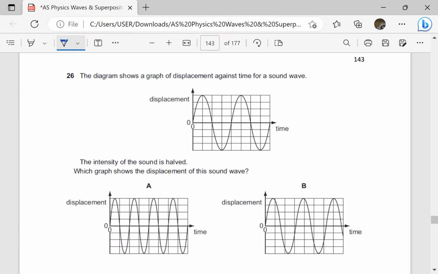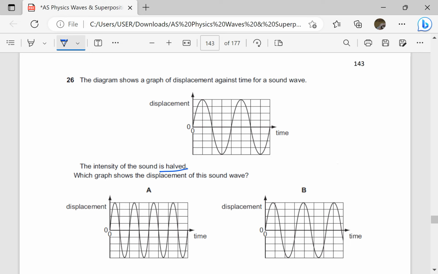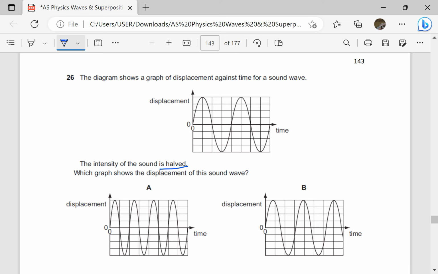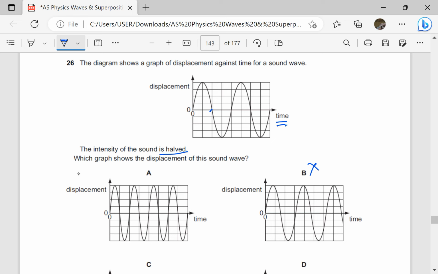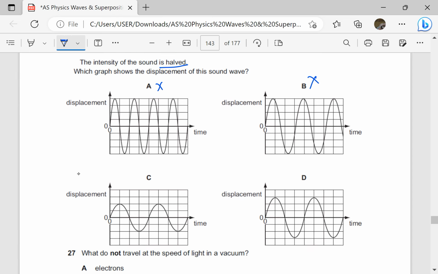The diagram shows a graph of displacement against time for a sound wave. The intensity of the sound is halved. If the intensity is halved, which graph shows the displacement of this sound wave? The intensity is halved, the period is not affected, so the period should remain the same. This one is showing a change in period. This one is also showing a change in period. This one is showing the same period. Yes, this is the same period.